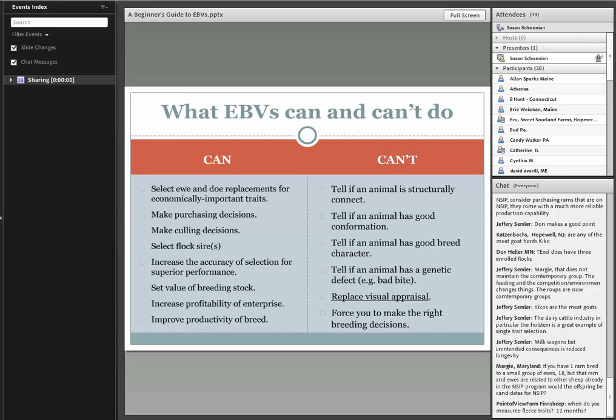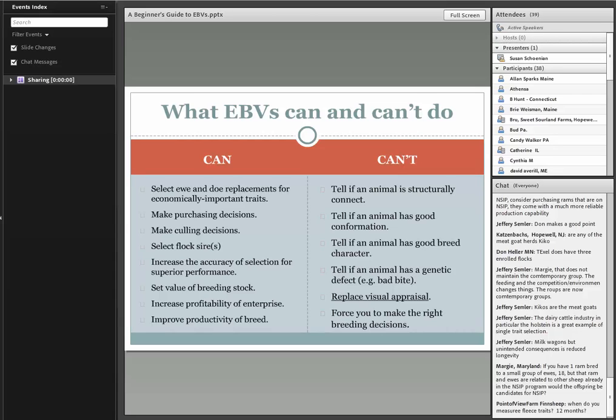EBVs do not replace visual appraisal. You still need to look at the animal. I just think you do it in a different order. You look at the EBVs first, then look at the animal. Most of us tend to look at the animal first and then look at the records. We want the animals with the best EBVs, but then we want to look at them to make sure they meet our standards for structure, for soundness, for correctness.